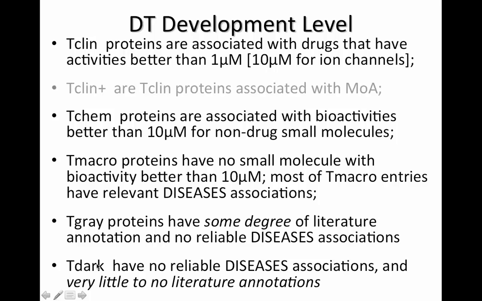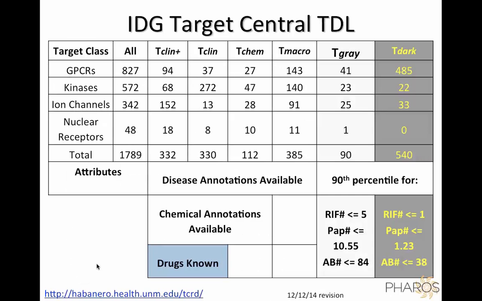and then T-dark is basically the set where we know nothing. So, as it looks in the December version of IDG, the target development level annotation, for the 4 target families that are of interest to IDG, and this is a complete list of the human proteins that we track. We roughly have 332 in T-clin plus, 330 in T-clin, and then about 100 in T-chem. And then as you progress to T-macro and T-gray, you can see the numbers.